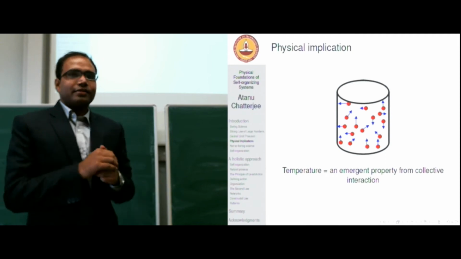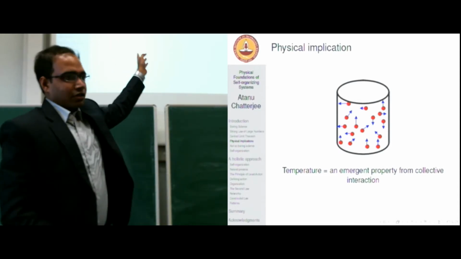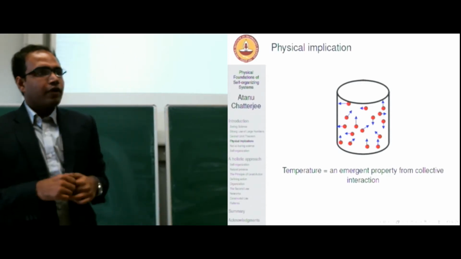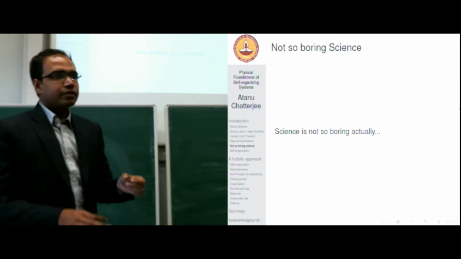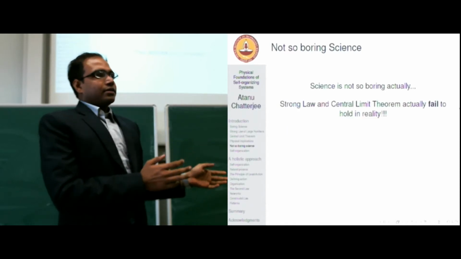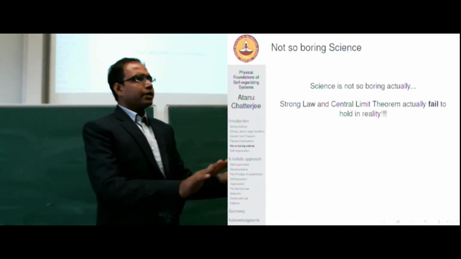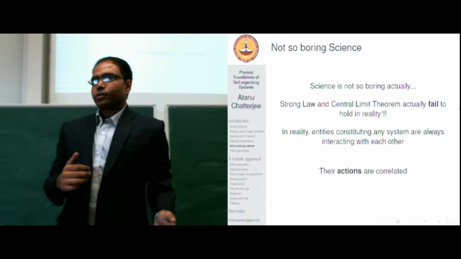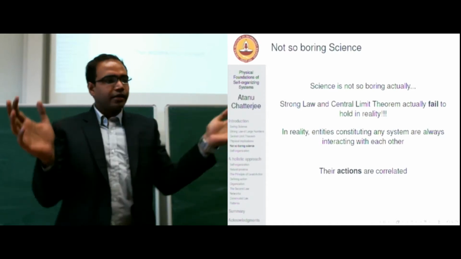So finally I realized that science is not so boring, because these two laws, the central limit theorem and the strong law of large numbers, fail to hold in reality. Why do they fail? Because in reality, systems are correlated. In the ideal mathematical sense, we define the random variables or numbers as not correlated. They are completely independent from each other. But in nature, in reality, everything is correlated. My action will define someone else's action, and it will in turn define an entire group.